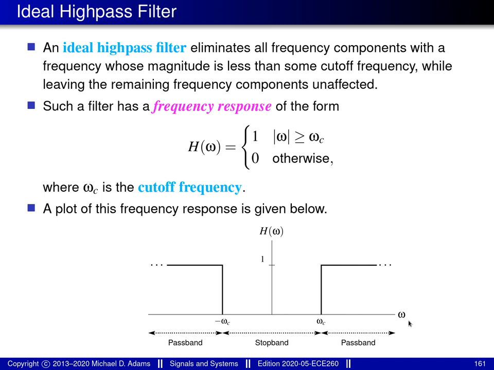The frequencies for which the frequency response is 0 correspond to frequencies that are eliminated by the filter and constitute what is called the stop band of the filter. In other words, this is going to be frequencies that are between minus omega c and plus omega c. In other words, this range here is the stop band of the filter. Now, since this type of filter allows higher magnitude frequencies to pass through it, it's referred to as a high-pass filter.